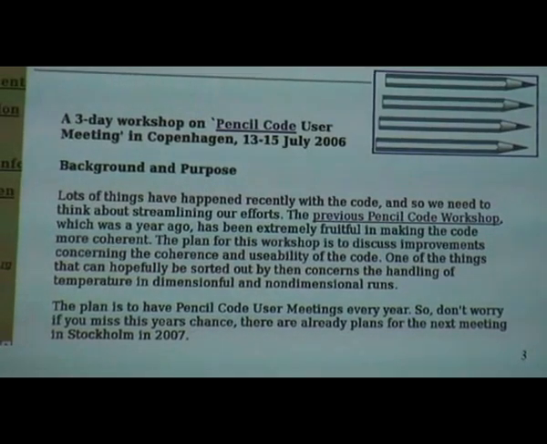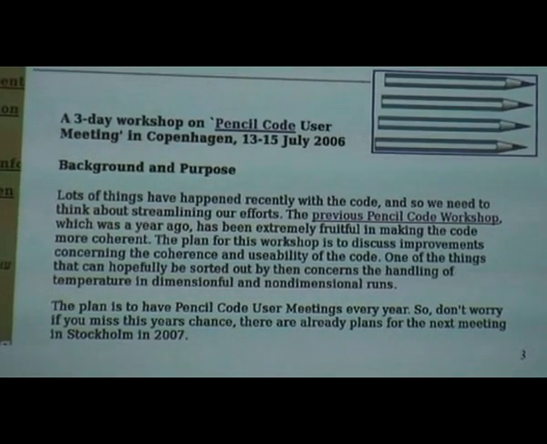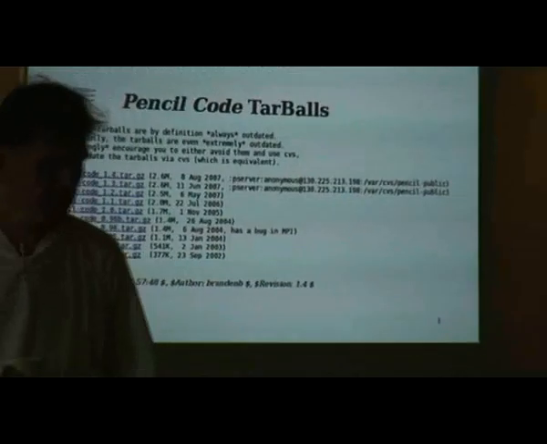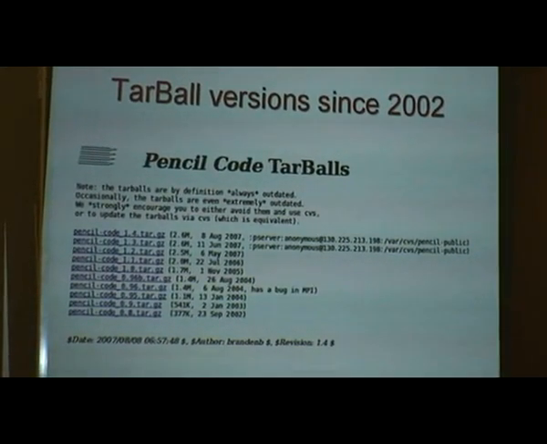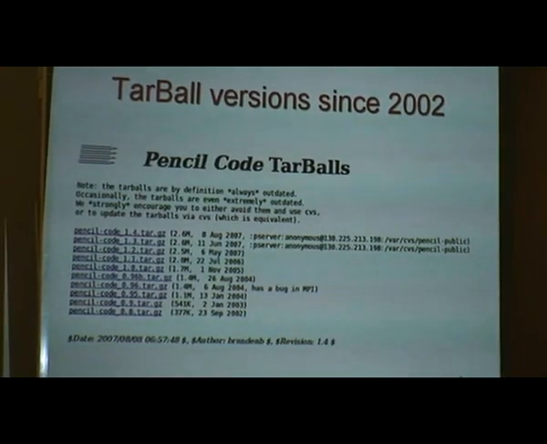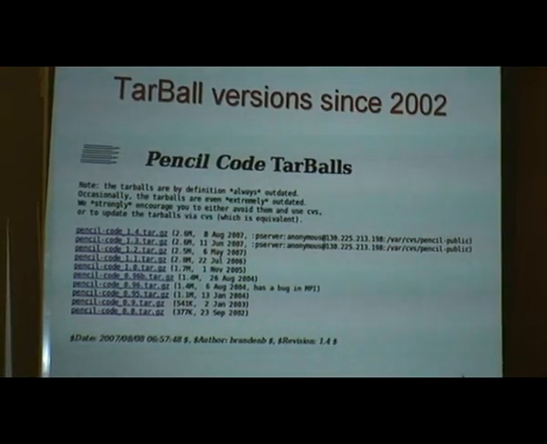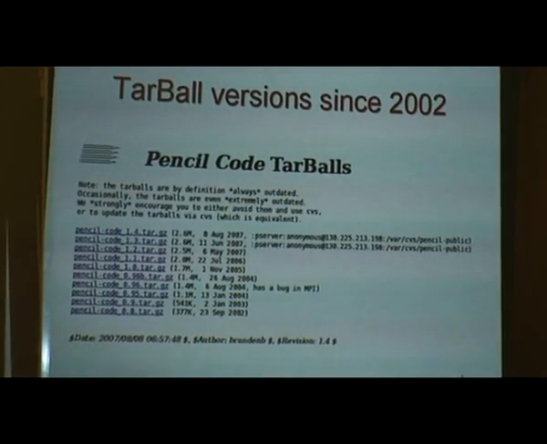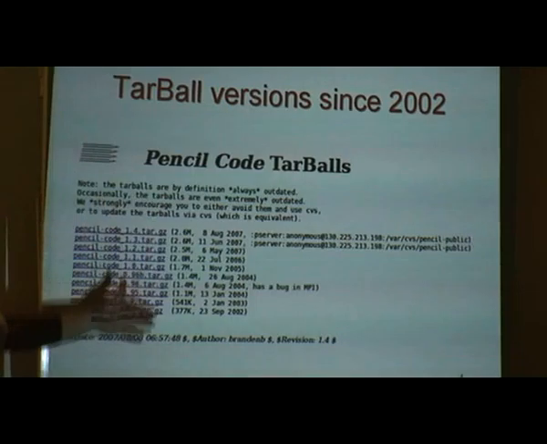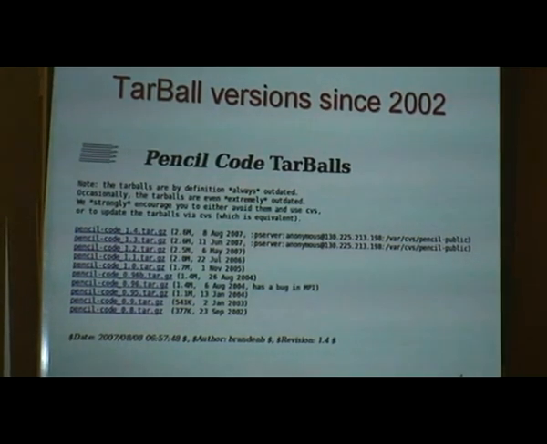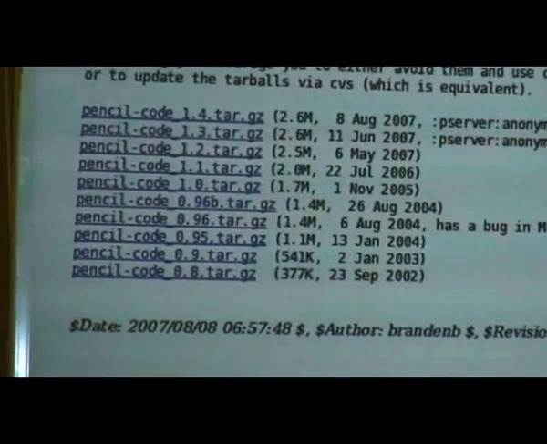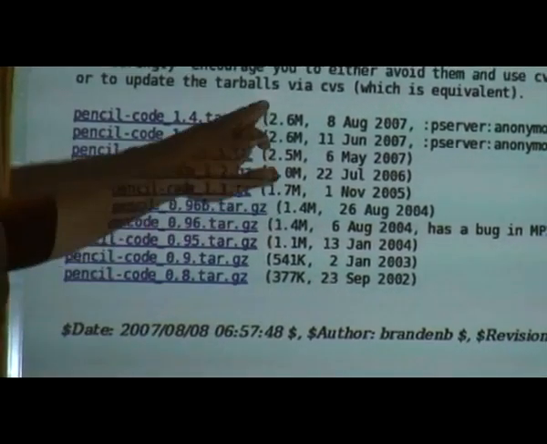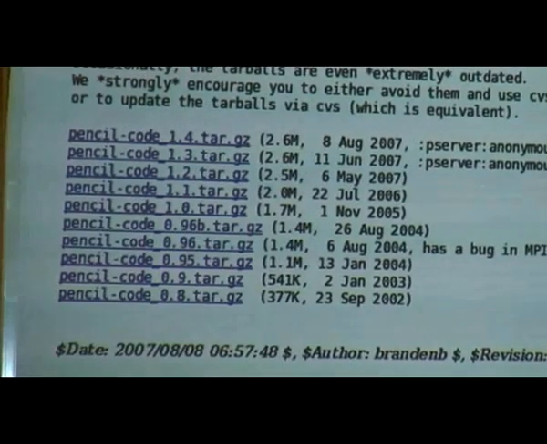So the question is, what has happened over the years, and particularly also over the last few years. So I've prepared a few slides here in order to illustrate this. As you know, the Pencil Code is being delivered through CVS. That gives you up-to-date versions and revisions of the code, but there are also tarballs. And all of the old versions are still kept online, as you see here. The oldest version is 0.8 and had only a size of 377 kilobytes, and now has grown by a factor of 10 over the last 5 years.